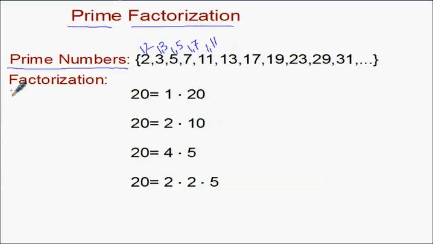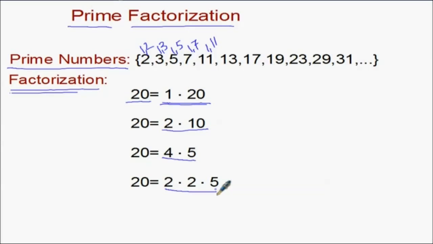Now the second word, factorization, means writing a number or an expression as a product of numbers or a product of expressions. So for 20 we have several choices. For example, 1 times 20 is a factorization of 20. 2 times 10 is a factorization of 20. 4 times 5 is a factorization of 20. And the last one, 2 times 2 times 5, is another factorization of 20.